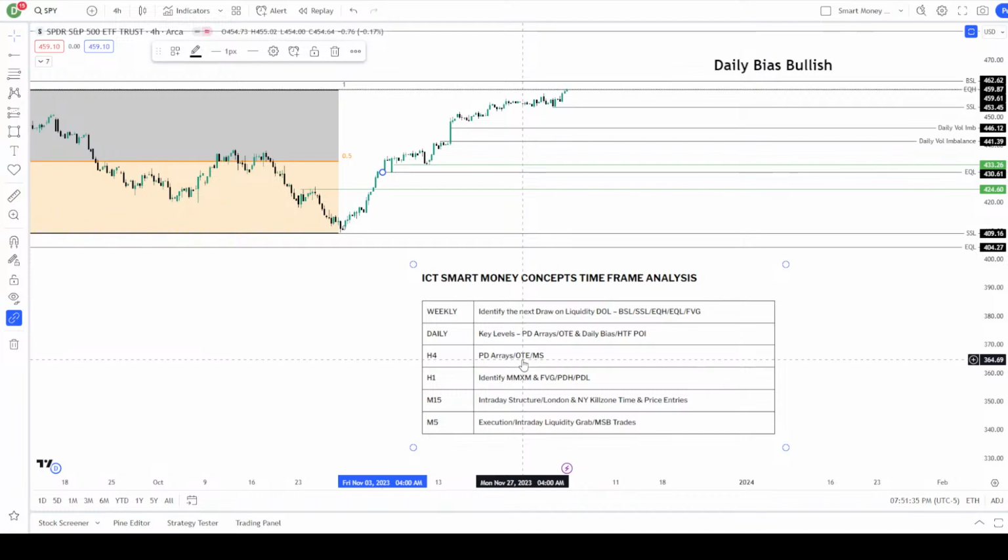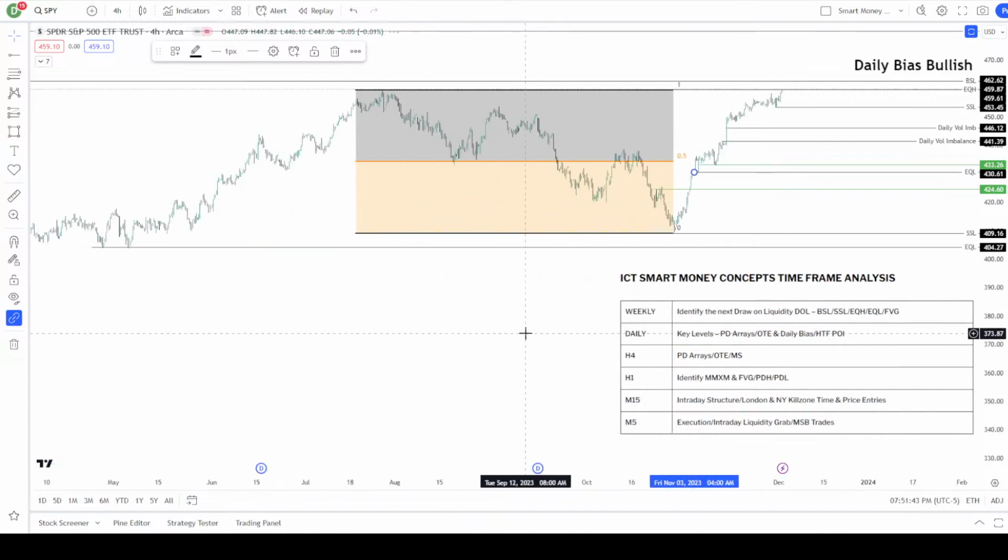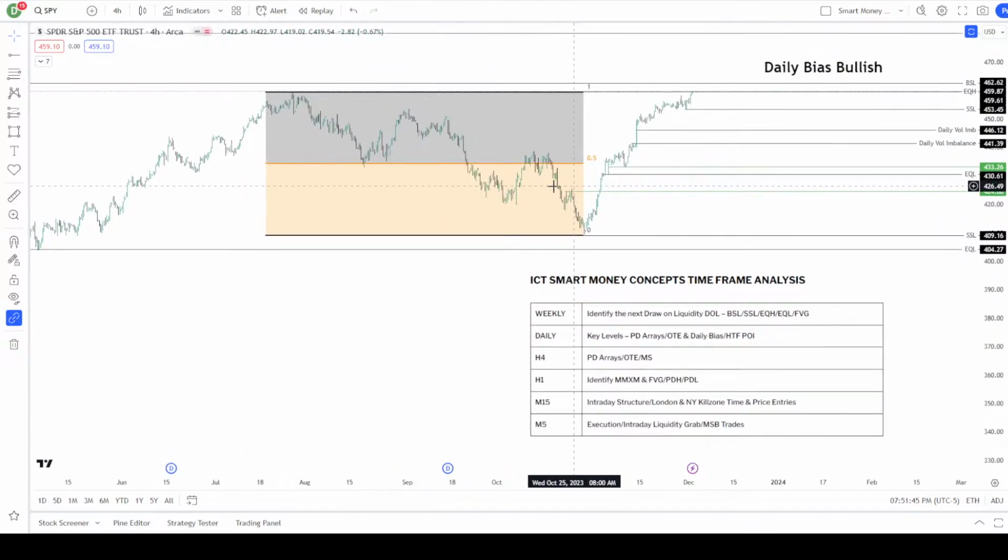Optimal trade entry, again, we looked at that. We haven't seen one yet. And then on a 4-hour chart, we're just looking at market structure. So the most recent market structure is we saw this change of character. Then we saw this break of structure or a larger swing external change of character.